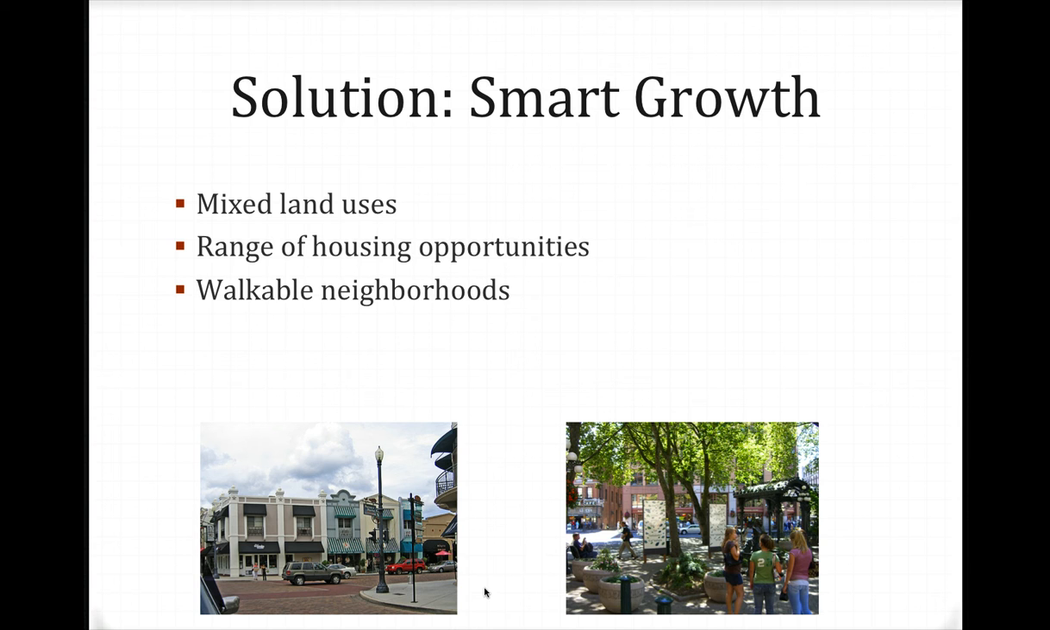One of the tenets of smart growth is having walkable neighborhoods. Neighborhoods where you can get from place to place using public transportation and your own two feet. You don't need to drive. So if you take a look at the lower right-hand picture, you can see there's lots of shady sidewalks, public transportation access nearby. It's a very beautiful place to be.